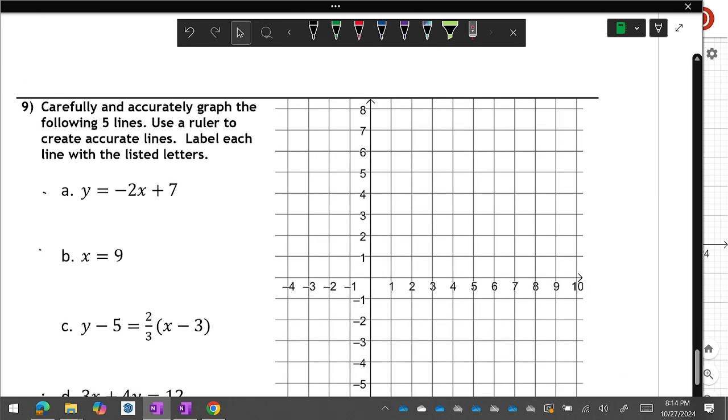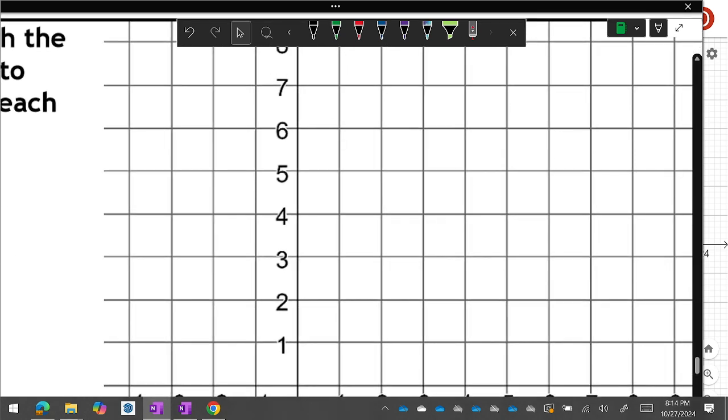It says, carefully and accurately graph the following 5 lines. Use a ruler to create accurate lines and label each line with the listed letters. So the first one starts out here with a slope of -2 and a y-intercept at 7. So I'll use red for this one. I'm going to begin at 7, and if I have a slope of -2, that's going to be down 2 over 1, down 2 over 1.